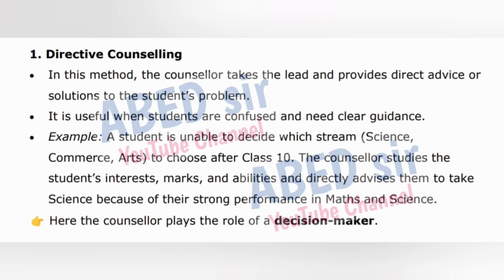1. Directive counseling. In this method, the counselor takes the lead and provides direct advice or solutions to the student's problem. It is useful when students are confused and need clear guidance. Example: a student is unable to decide which stream, science, commerce, arts, to choose after class 10. The counselor studies the student's interests, marks, and abilities and directly advises them to take science because of their strong performance in maths and science. Here the counselor plays the role of a decision maker.